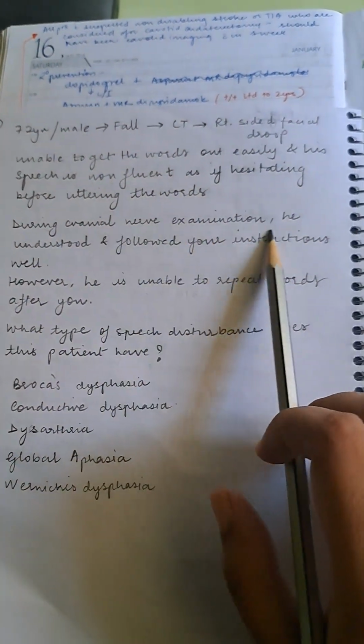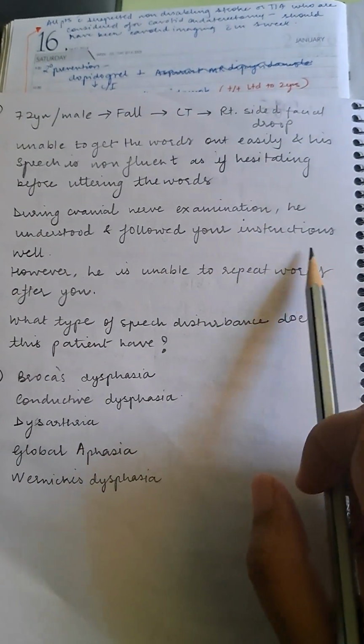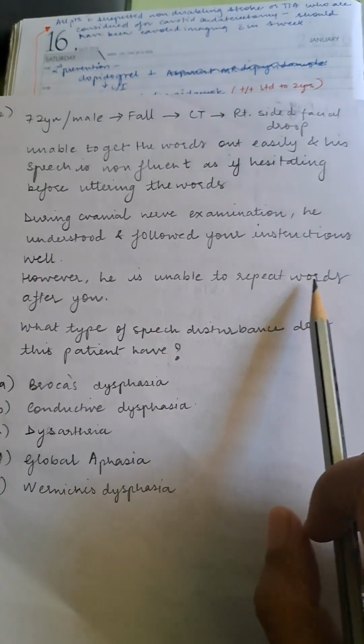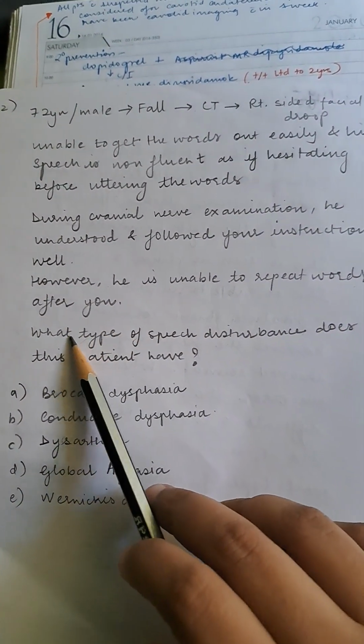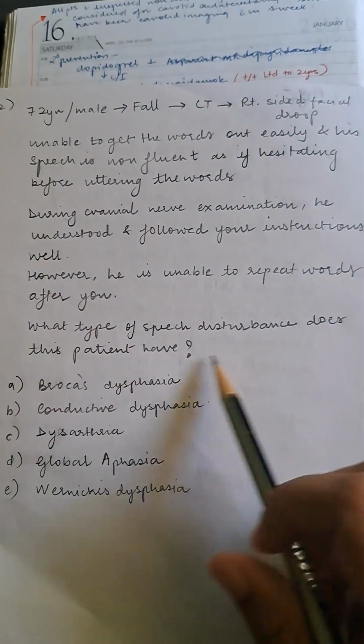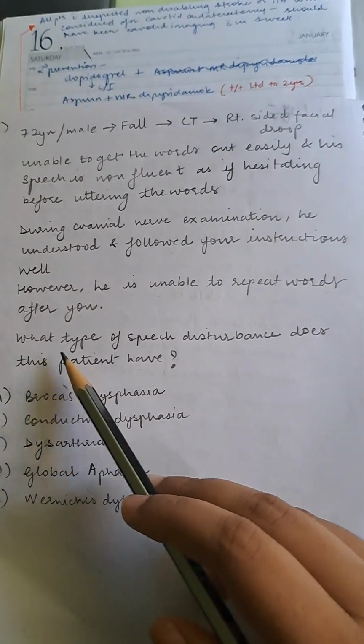During cranial nerve examination, he understood and followed your instruction. However, he is unable to repeat words. So repetition is poor because he can't form the words. What type of speech disturbance does the patient have? So this is Broca's dysphasia.